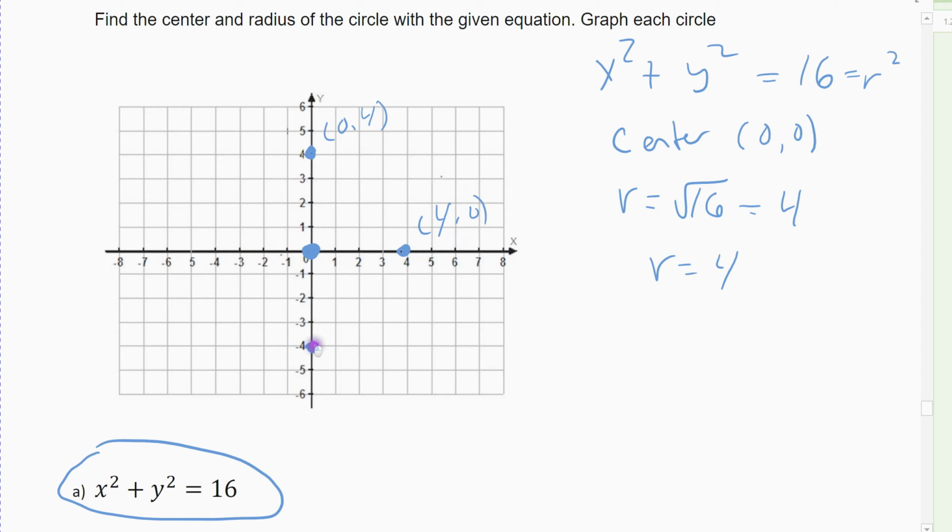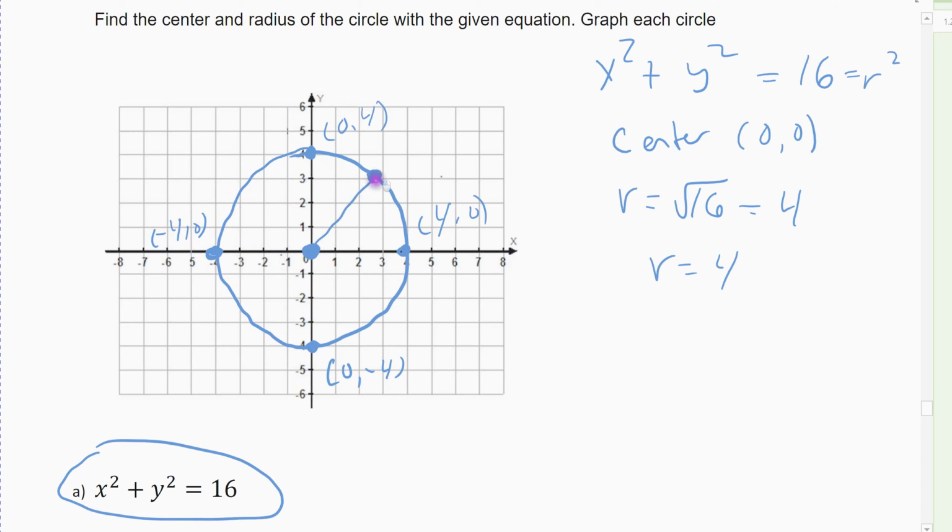And then down 4, which would be (0, negative 4). And to the left 4 would be over here, (negative 4, 0). And then you kind of draw a circle around those. Those are sort of the four points on my curve that make it easiest to graph. And then you connect the dots and draw a circle, and there's my circle.